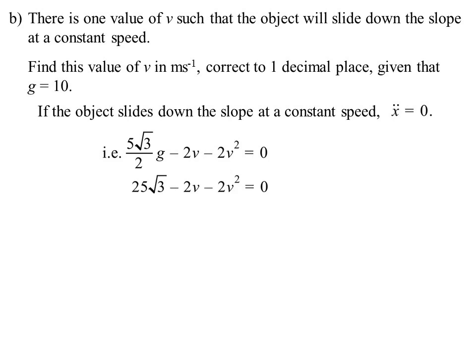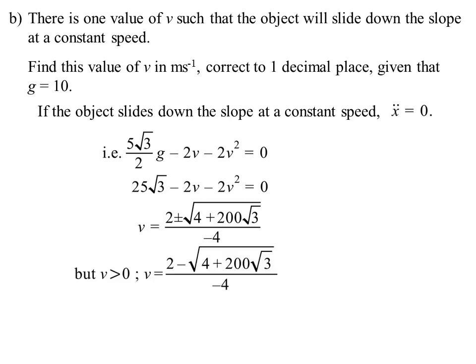Oh, they told me g was 10, so that becomes 25 root 3. There's the quadratic I have to solve. Okay, we end up with a square root of a square root, but we're just bunging it into a calculator, so that's not a big deal. We can do that. Because velocity is going to be positive, it's going in the positive direction. So it couldn't have been the other case, because I would have ended up with a negative number. And that all works out to be 4.2 meters per second.